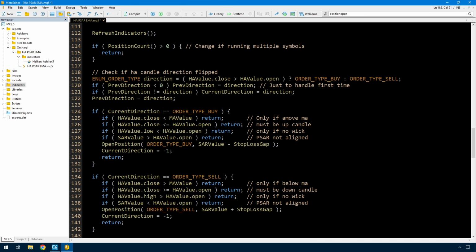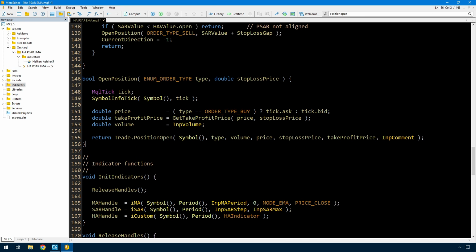So the next missing function is this open position. I've just put the open position below the on tick function. It takes the type and the stop loss price, MqlTick and SymbolInfoTick, and I'm using those functions to get the bid and ask price, which will both be inside this tick structure. The entry price, double price. If this is an order type buy, then I'll get the ask price from the tick, and if it's an order type sell, then I must be opening at the bid price.